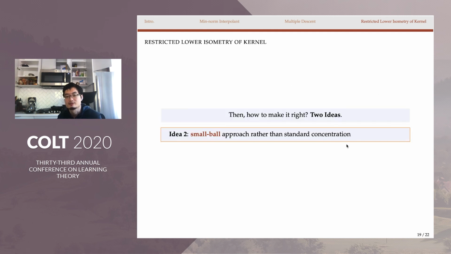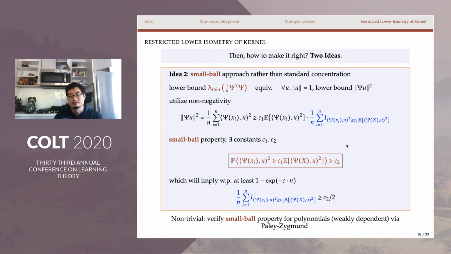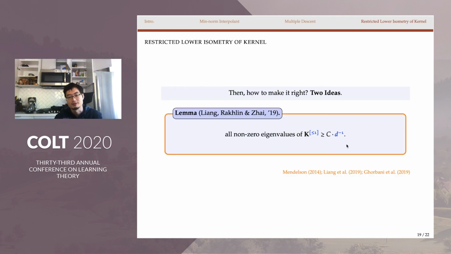The second idea is the small ball property, because we can't just have standard concentration; it's too difficult. Roughly, we can use the small ball property here mainly because what we want to prove is not that the matrix is close to something. We just need to show that its smallest eigenvalue is larger than something. So we can use the small ball property here.